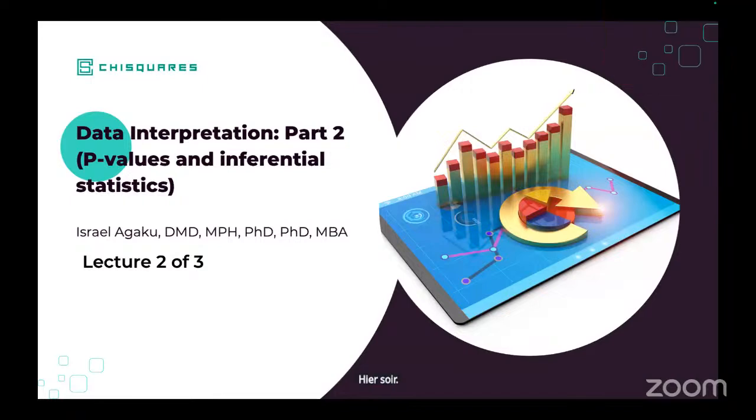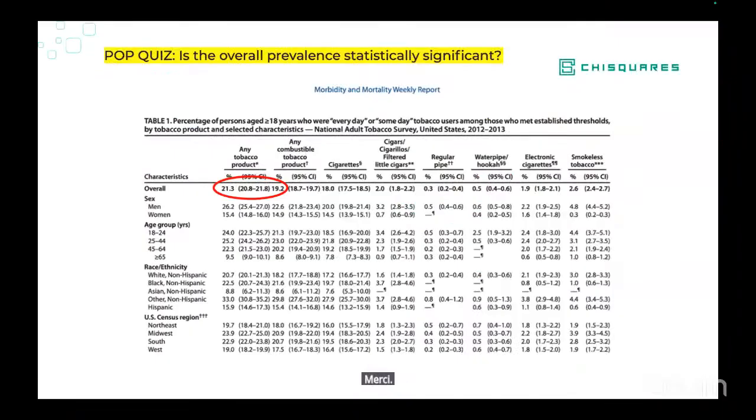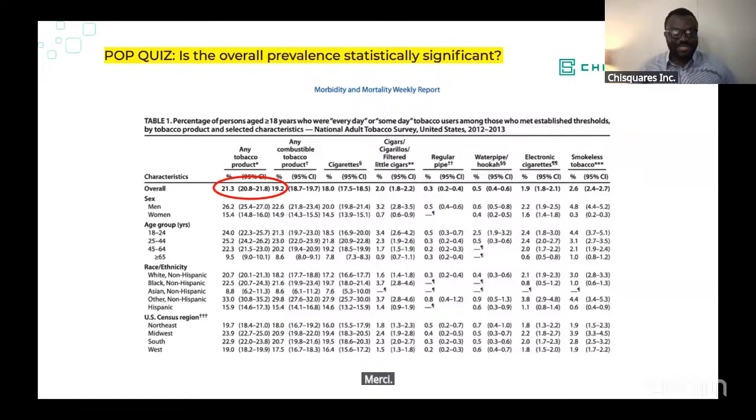All right, so we're going to start off with the pop quiz. The quiz is: the overall prevalence estimate, which is circled here, is it statistically significant or not? Since today's session is about p-values and inferential data, let's just start off the bat. Is the overall prevalence, which is in red, statistically significant or not?